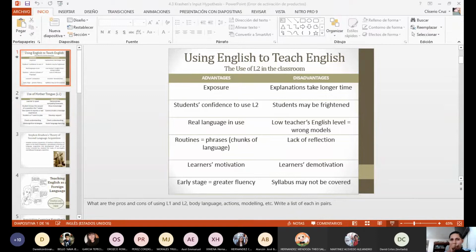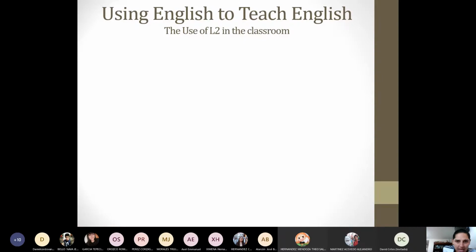Here you are. As I told you, we have already checked some theories. And we start with Bruner. Routines, remember? Little rituals, scaffolding, and the importance of language for learning.